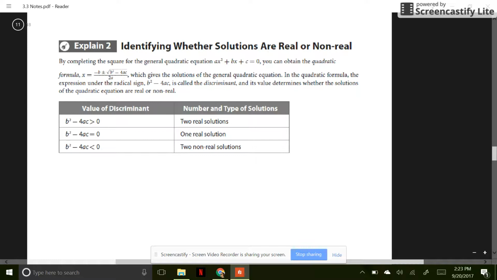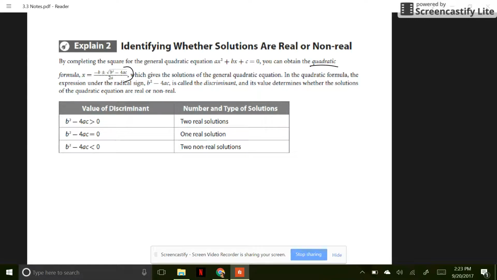So if we're trying to identify whether solutions are real or not, we're going to use part of the quadratic formula, something you need to know if you don't already. You can check out YouTube. I'm pretty sure there's probably hundreds of different people creating songs to help you remember the quadratic formula.